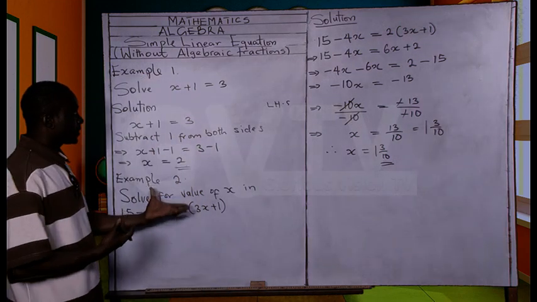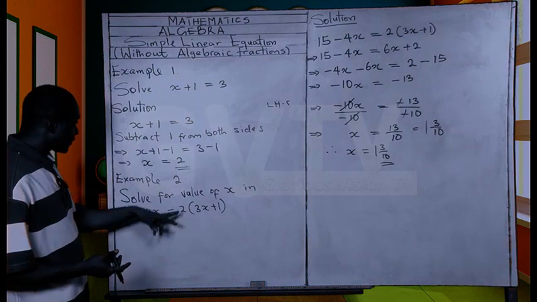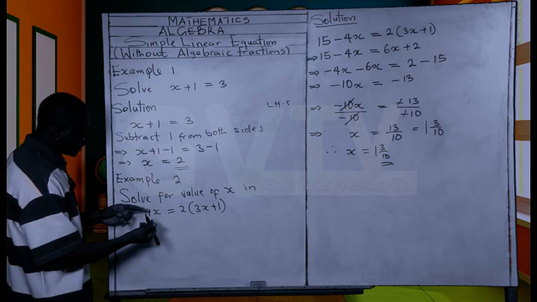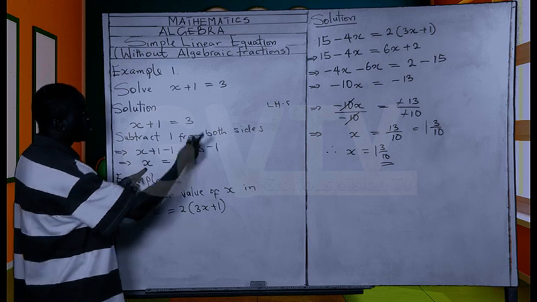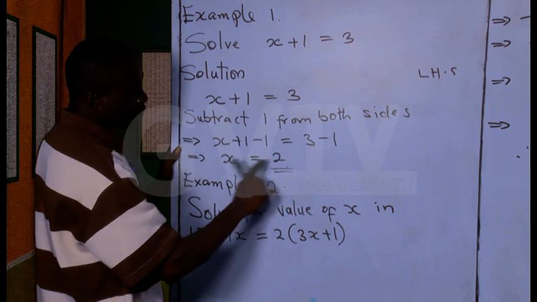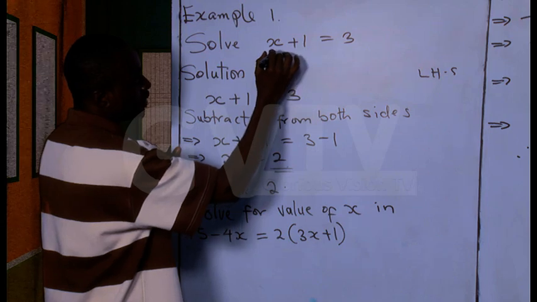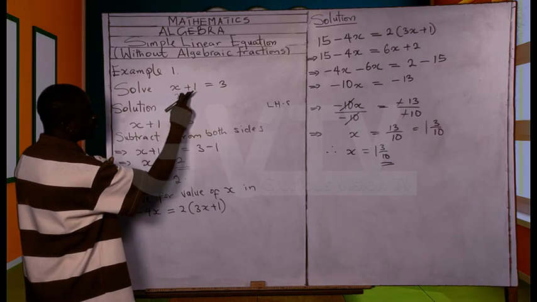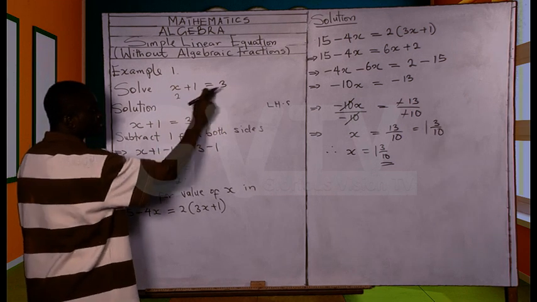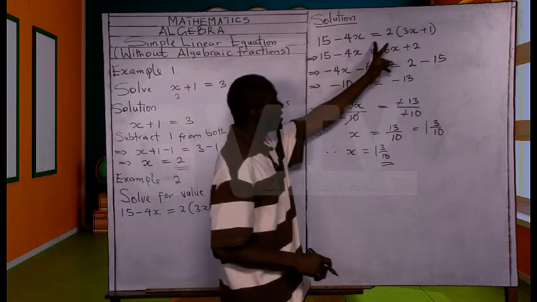If you want to test what you have done here so far, let's see. We say the value of x we got here is 2, right? So let's check out. If x equals 2, will this equation be balanced? So if x equals 2, let's substitute x for 2. So 2 plus 1 equals what? 3. Okay, so that means this equation is correct when x equals 2.